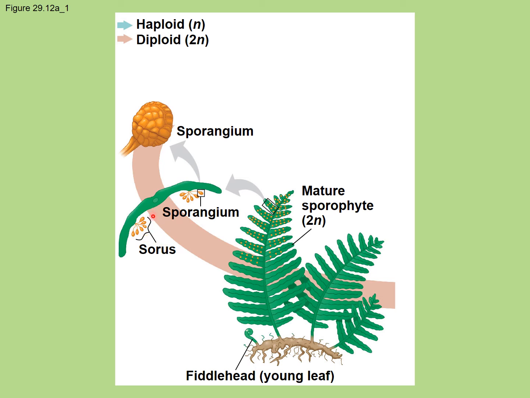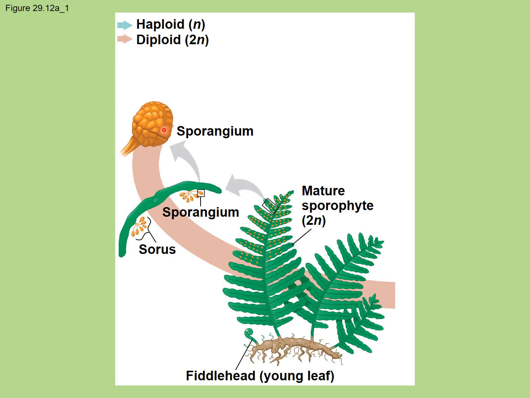Now, in each sorus, there are sporangia. Okay, so sporangium is the singular, sporangia is the plural. Okay, so if we look at one sporangium, this is what it looks like. Okay, so it's this big, it's like a mini capsule. Inside that is where the spores are going to be.